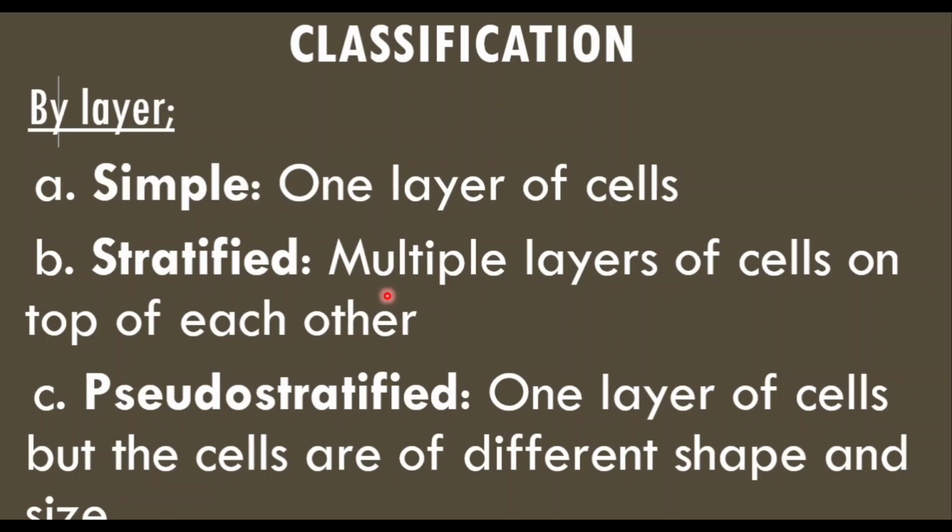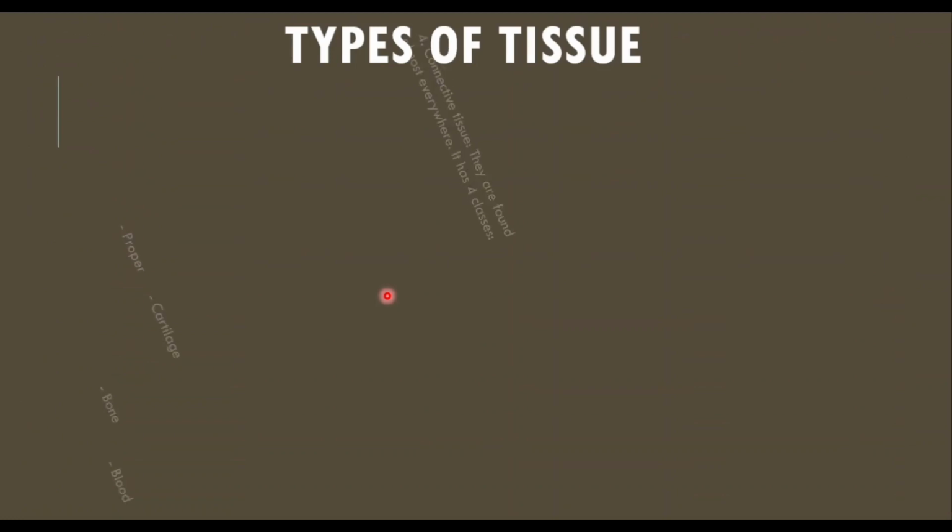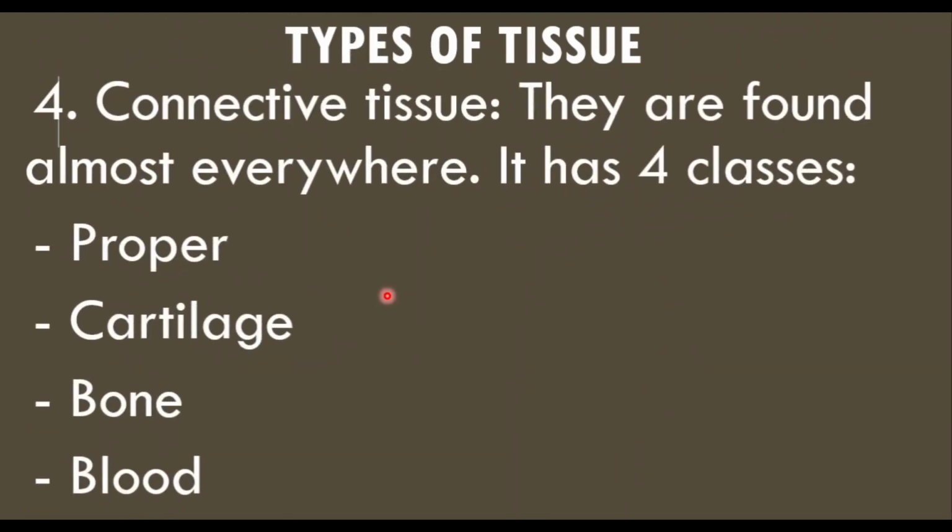While the last type of tissue we have is the connective tissue. The connective tissue is found almost everywhere. It has four classes. The proper connective tissue. We have the cartilage. Cartilage is found in the ear, in the nose, in different parts of the body. While the bones, bone is also a type of tissue, and that type of tissue is called the connective tissue. And we know bones are found almost everywhere in the body. And also blood. Blood is also a type of connective tissue. And so that's a brief summary on cells and tissue.